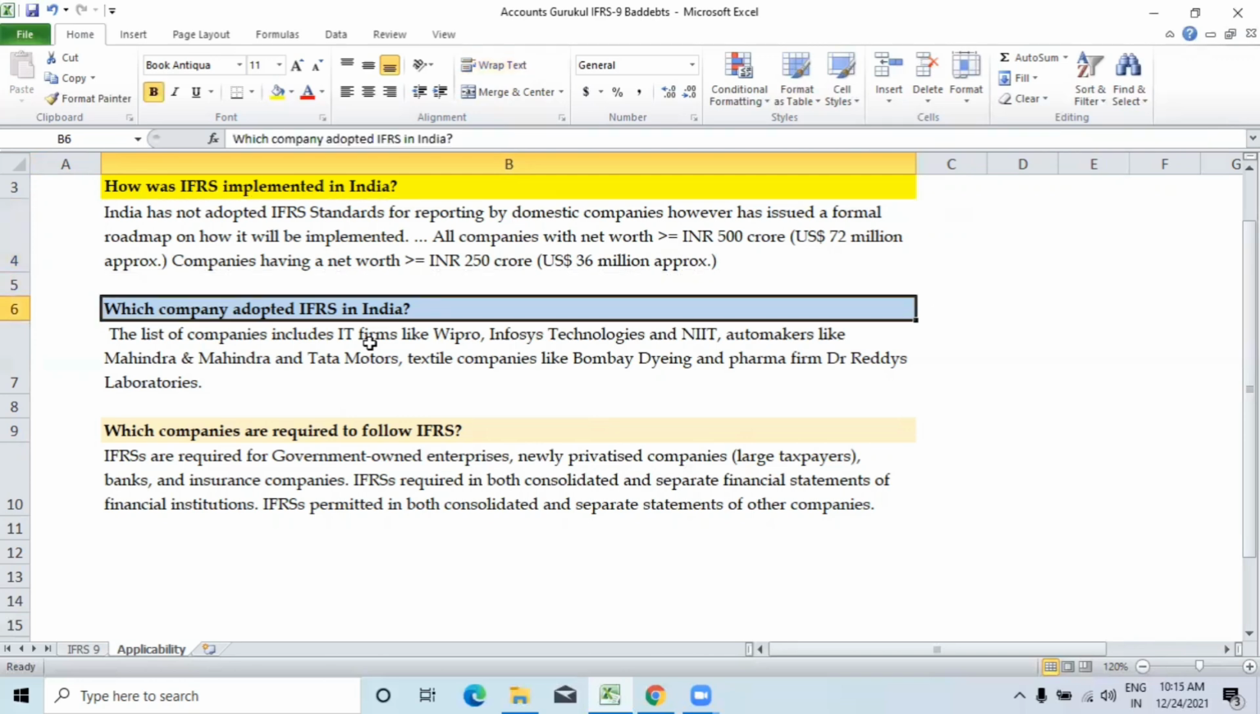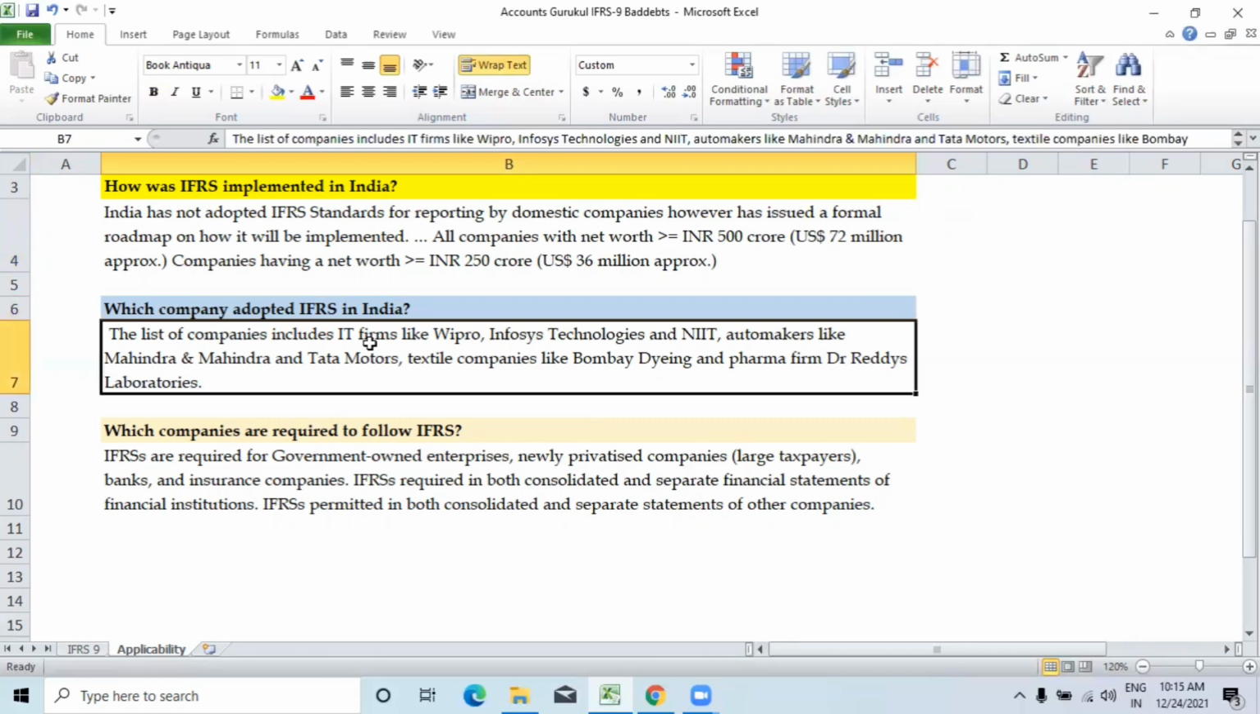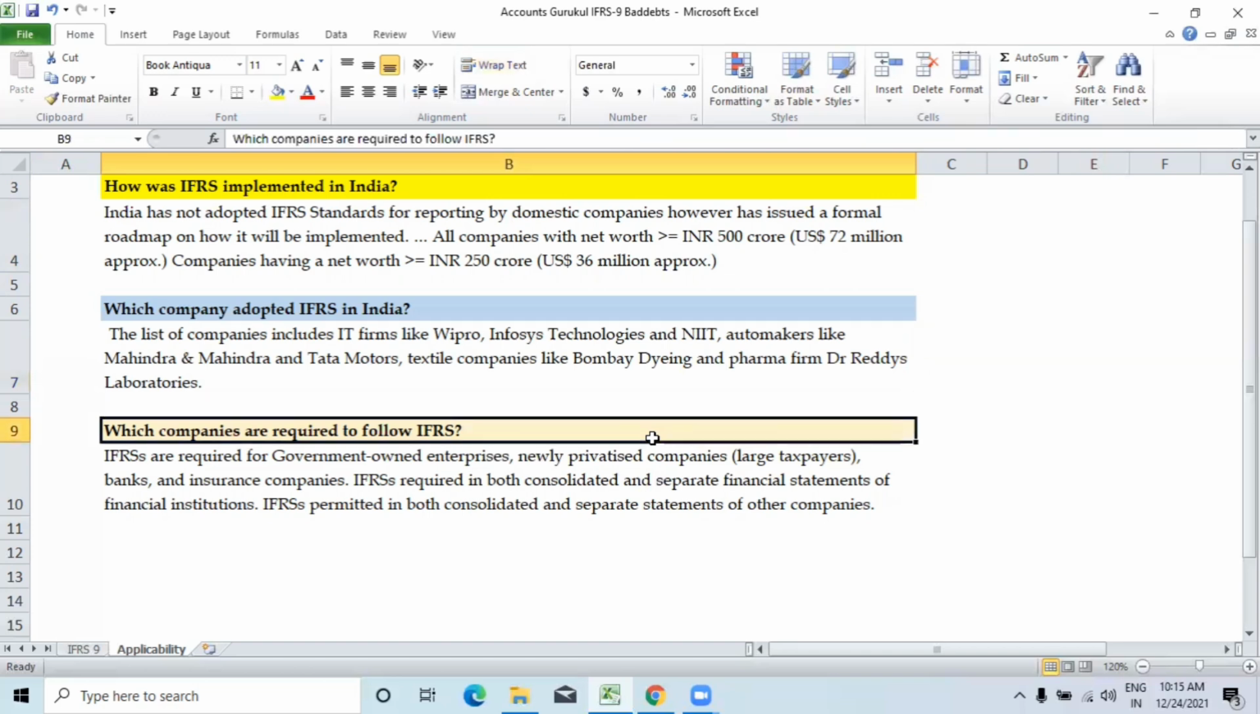And which companies adopted IFRS in India? As of now, here are some examples of MNCs that have already adopted IFRS in India. The list of companies includes IT firms like Wipro, Infosys Technologies, and NIIT, automakers like Mahindra and Mahindra and Tata Motors, textile companies like Bombay Dyeing, and pharma firm Dr. Reddy's Laboratories. These are some examples of MNCs that have already adopted IFRS and are doing their reporting as per IFRS, that's International Financial Reporting Standard.